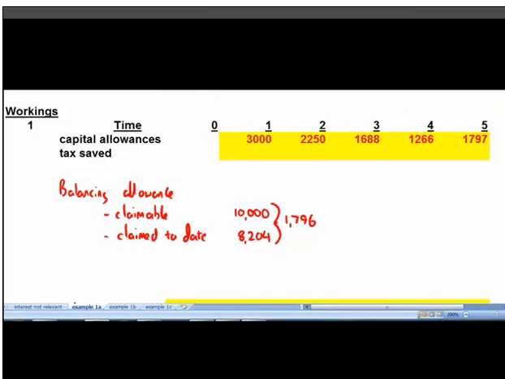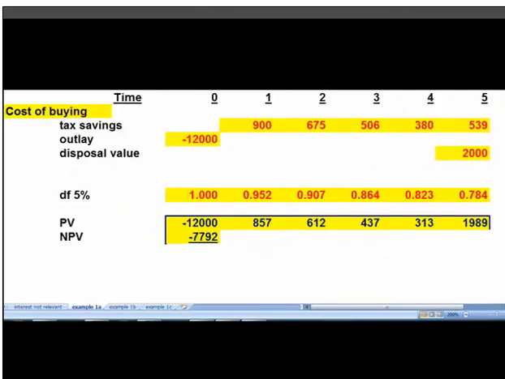And we're now going to take these and put them back into the NPV, and then we can work out the NPV by taking the cash flow, multiplying by the discount factor at 5%, and we can work out the present values. If we add up all the present values, they give us a negative figure, and it just tells us how much it costs to buy this asset. So the cost of buying the asset with the bank loan is 7,792, and once we've got that NPV, we can compare it to the NPV of the lease, and we'll move on to that now.